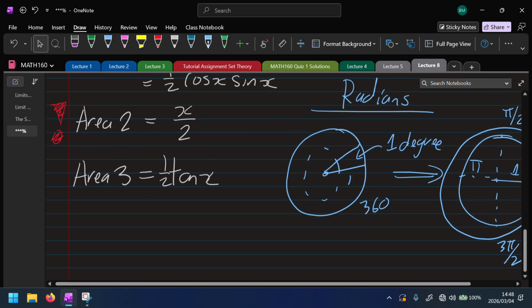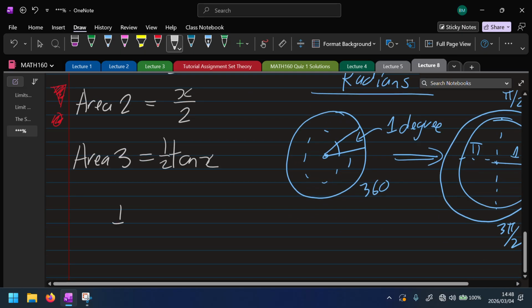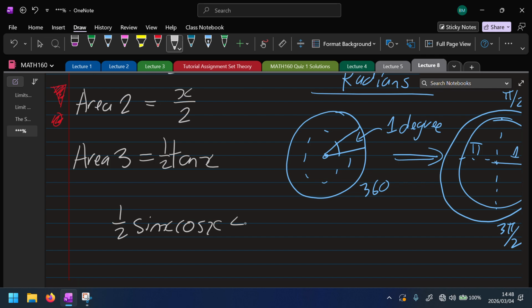Okay, so area 1 is half sine x cos x. This is less than or equal to area 2, which is x over 2, which is less than or equal to area 3, which is half tan x. I'm going to write it as half sine over cos. We've got a half throughout, so I'm going to cancel it.